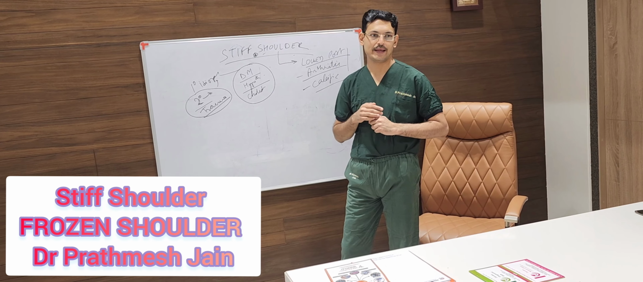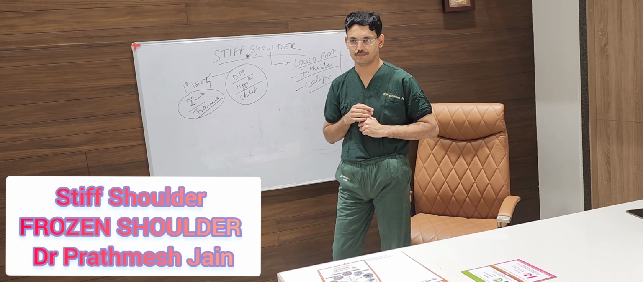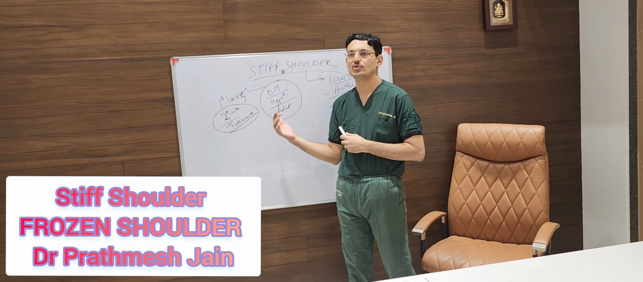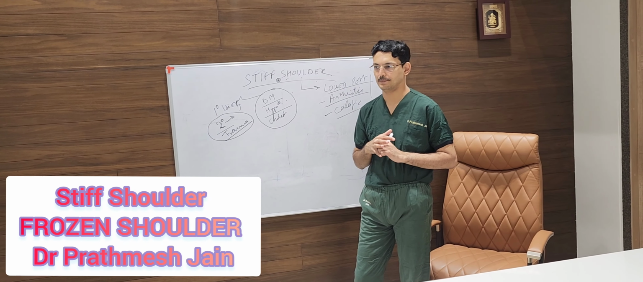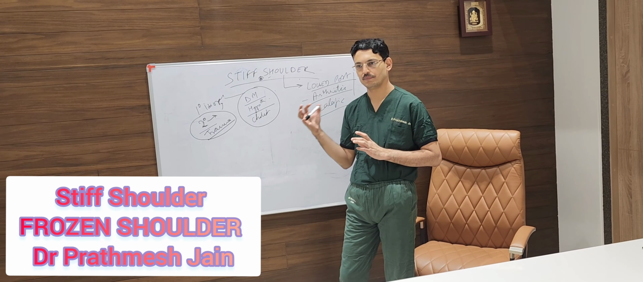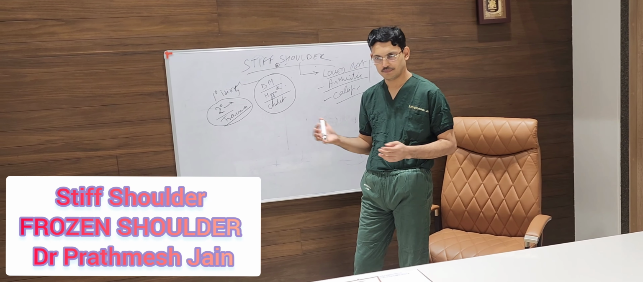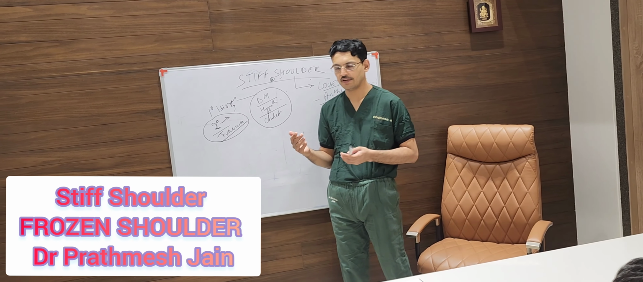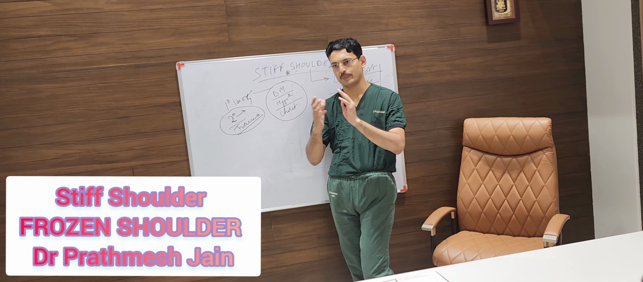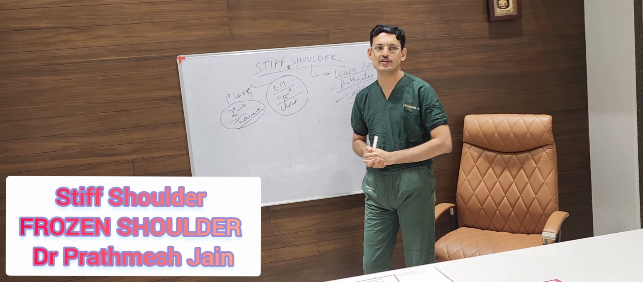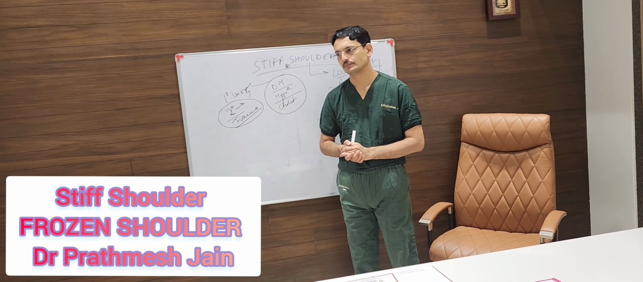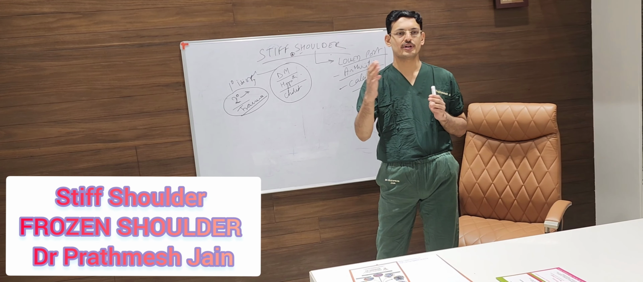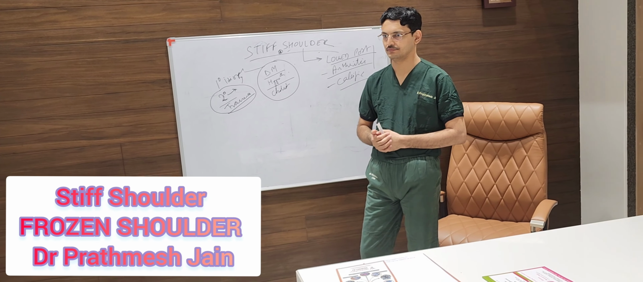Now when will you get an MRI in this patient who is presenting to you with a stiff shoulder? If in an X-ray the humeral head is superiorly migrated, then we are suspecting a rotator cuff problem. Suppose the X-ray is normal and the patient is having a stiff shoulder, when will you get an MRI? A weakness in the shoulder. Weakness. So how will you differentiate a rotator cuff pathology from a stiff shoulder?